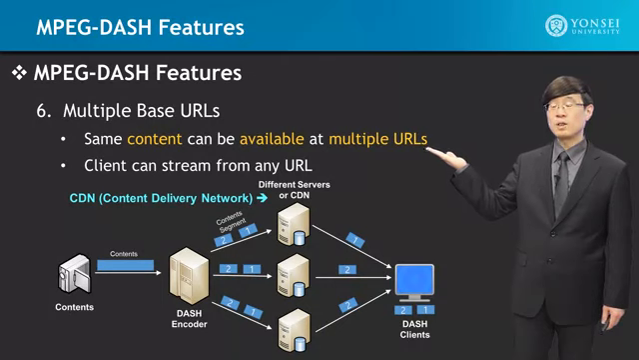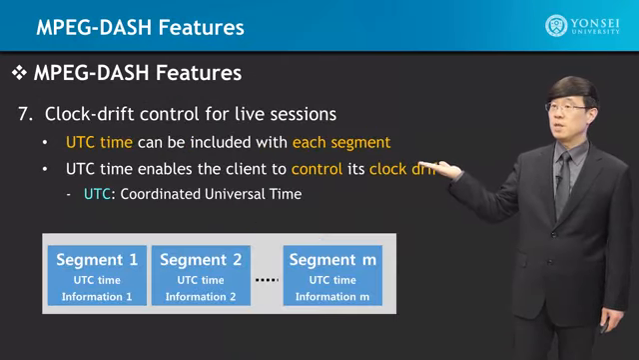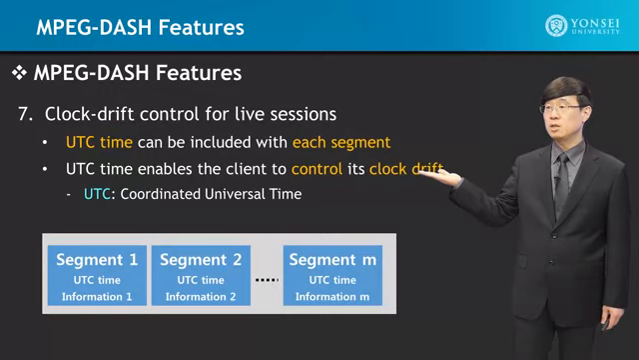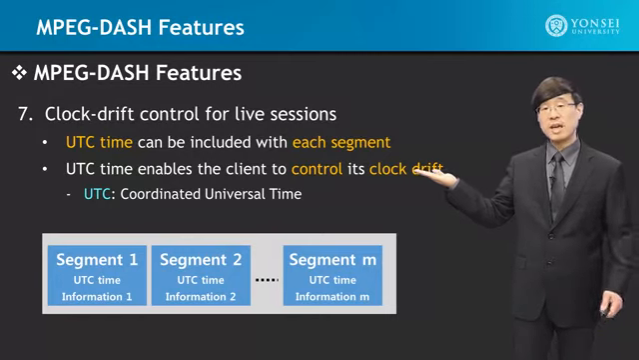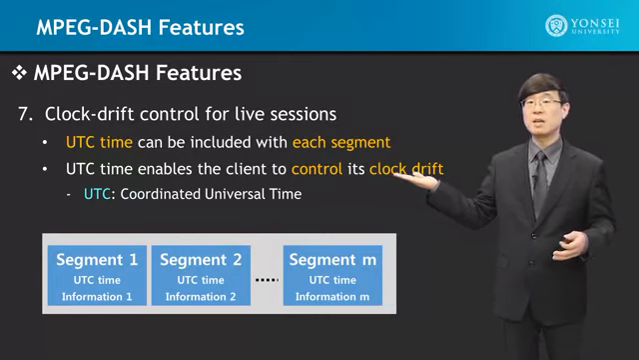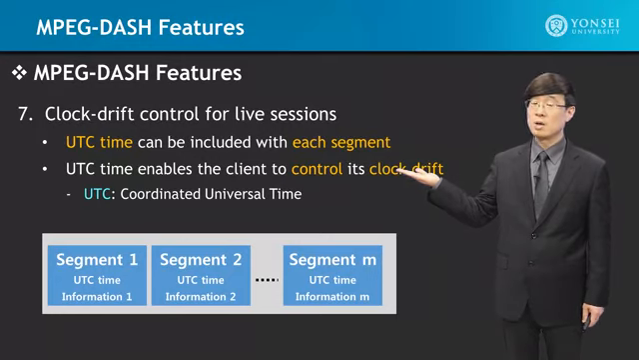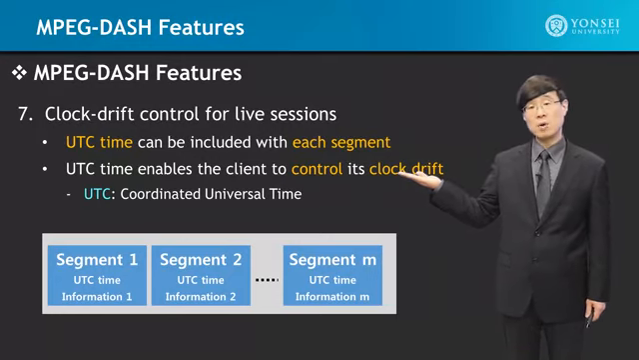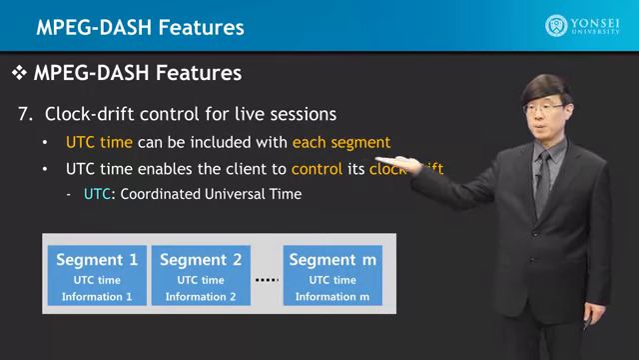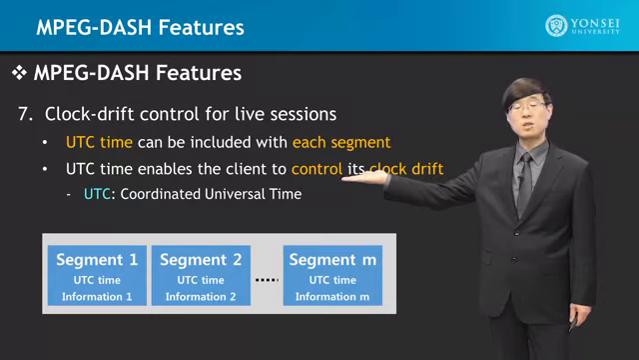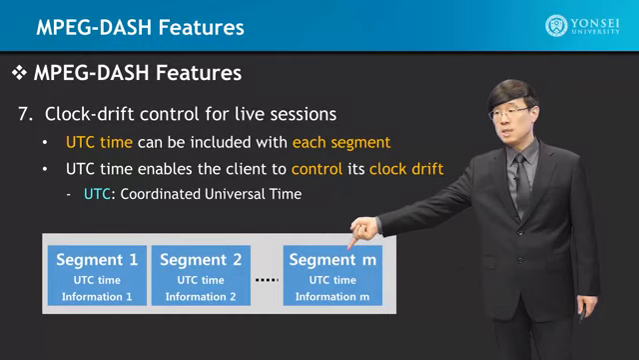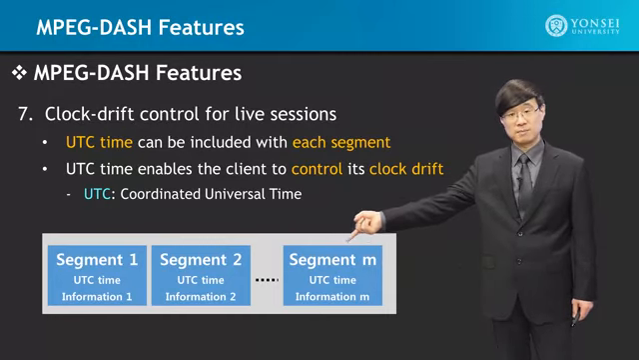Clock drift control for live sessions. Here, the UTC time can be included with each segment. UTC time enables the client to control its clock drift and resynchronize such that the video streaming process that is being conducted over the internet and other wide area network and local area network technologies, these are all coordinated perfectly based upon the UTC, Coordinated Universal Time. That is included in the segments, as you can see here, where the UTC time reference is inside.